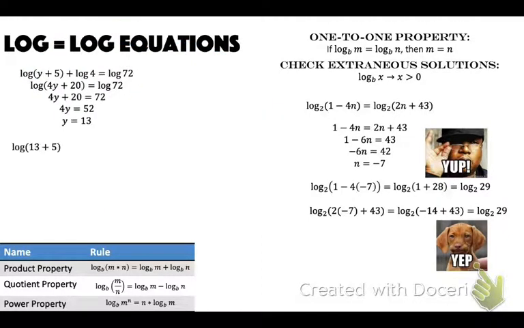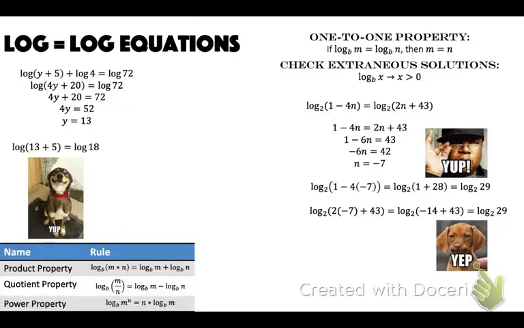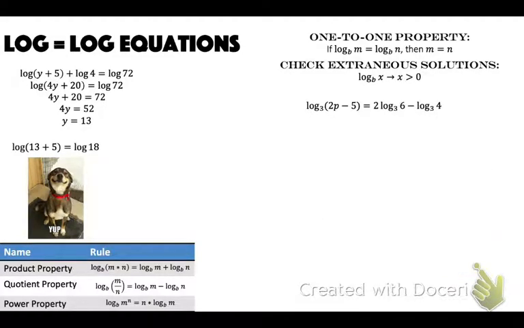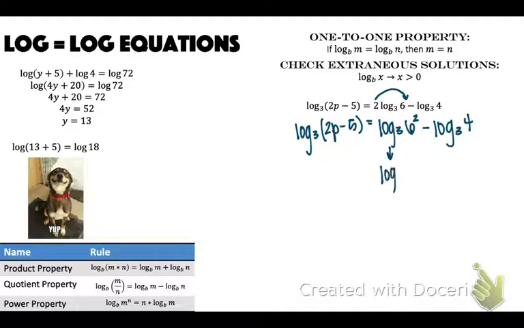So we could click through this. Okay, this one. So now, again, we need to apply our properties. The first thing I'm going to do is move that 2 over. So this is going to be log 3 of 2p minus 5 equals log 3 of 6 squared minus log 3 of 4, which is log 3 of 36 minus log 3 of 4. Subtraction goes with division, so 36 over 4, which is log 3 of 9.